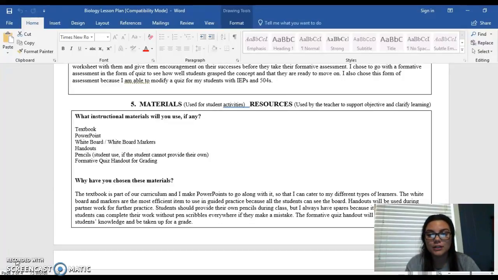The whiteboard and whiteboard markers are the most efficient item to use in a guided practice because all students can see the board. Handouts will be used during partner work for further practice. Students should provide their own pencils during class, but I always have a few spares because we know how that goes. And then the formative quiz handout will be used to assess the students' knowledge and be taken up for a grade.